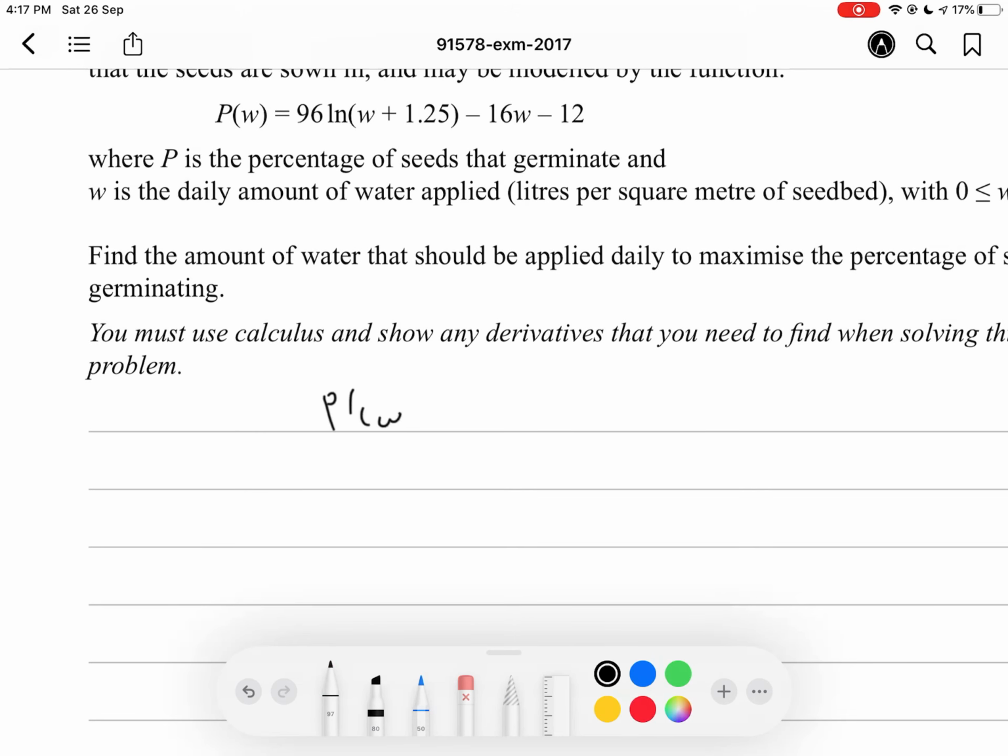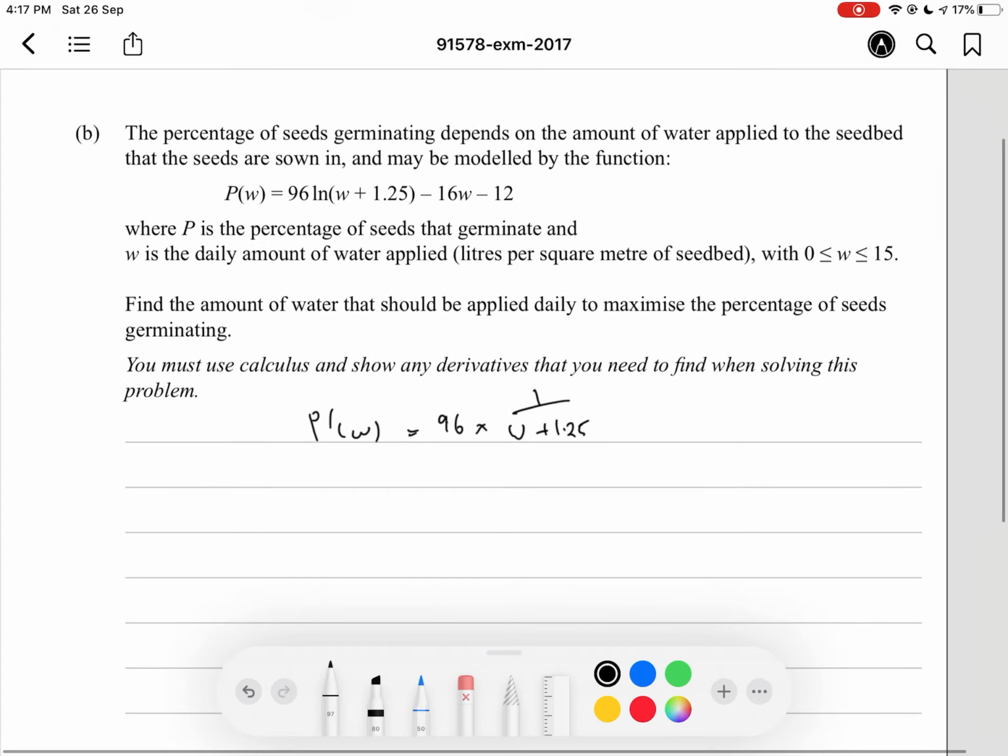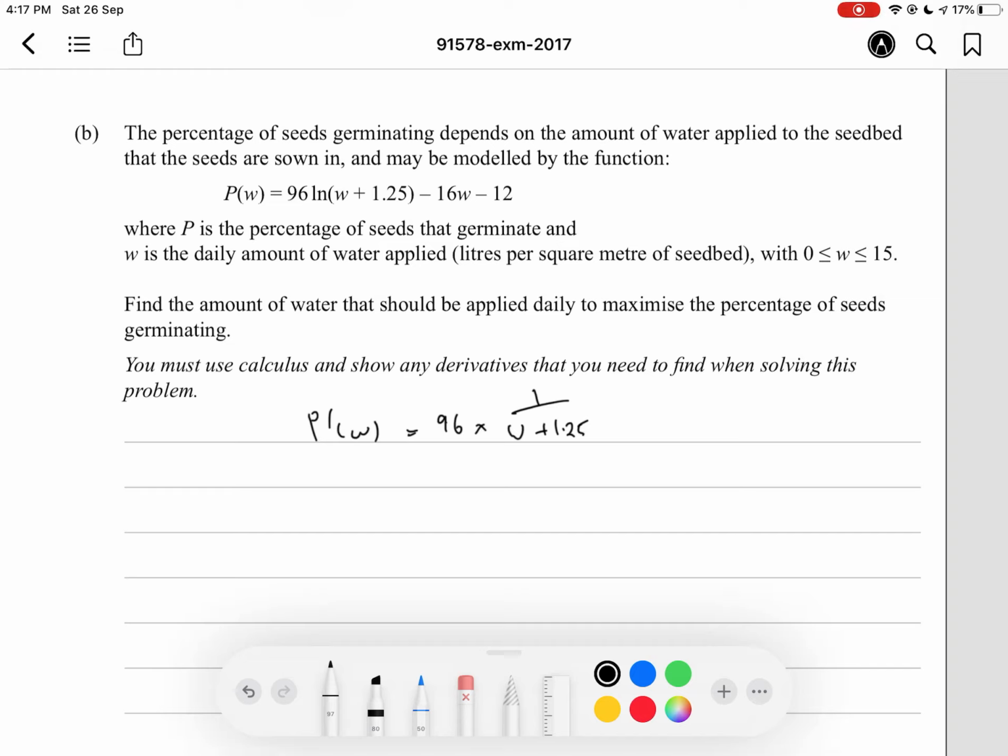So P dash of W equals 96 times the derivative of ln of (W plus 1.25), that's just 1 over (W plus 1.25), multiplied by the derivative of the inner function, which is W plus 1.25. But if you differentiate that, you just get 1. So anything multiplied by 1 is still just that number. Therefore, that gives us 96 over (W plus 1.25). And the derivative of negative 16W is just negative 16. And the derivative of negative 12 is 0.